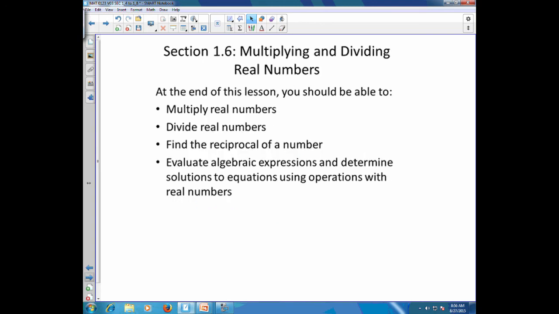So at the end of this lesson, you should be able to multiply and divide real numbers, find the reciprocal of a number, and then evaluate algebraic expressions and determine solutions to equations using all these operations on real numbers.